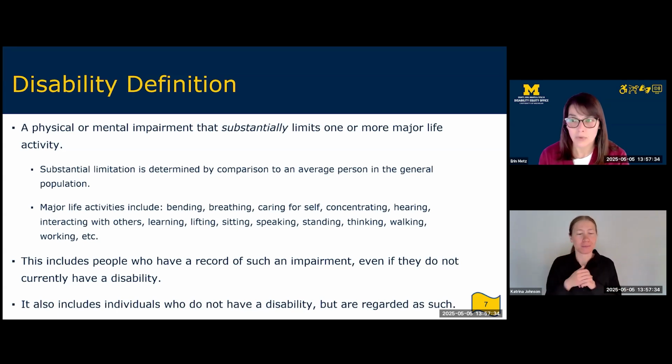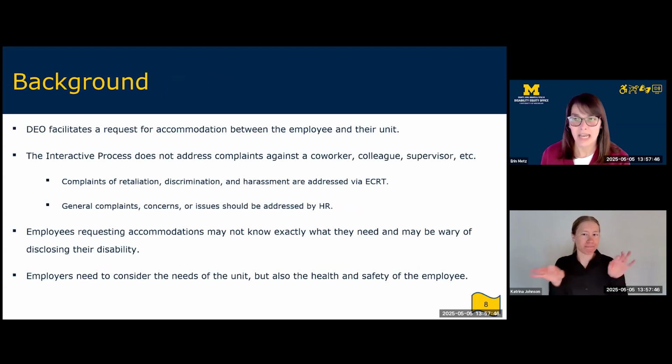It's important to note that an employee doesn't need to currently have a disability. If they have a record of an impairment or are regarded as having one, they are still covered under this definition. The Disability Equity Office facilitates requests for accommodation between the employee and their unit, but it's important to remember that this process is separate from handling complaints of discrimination or harassment, which are addressed by other channels. Employees often work with our office because they may be seeking help in determining what accommodations could be helpful and most beneficial for them.